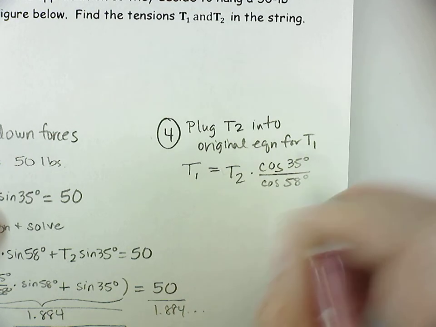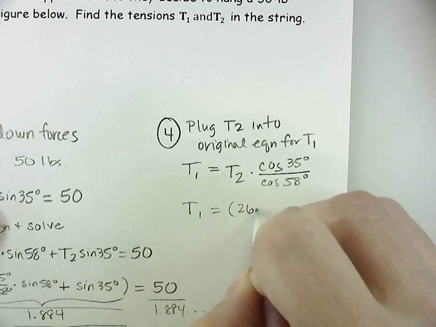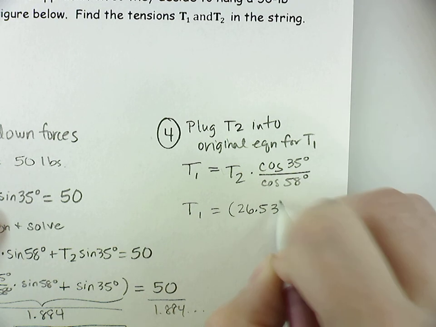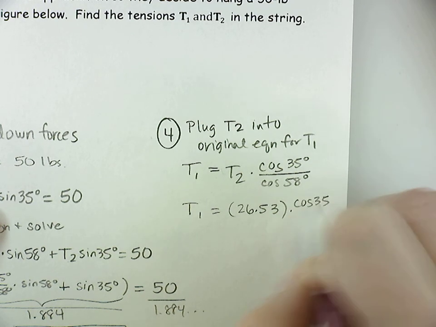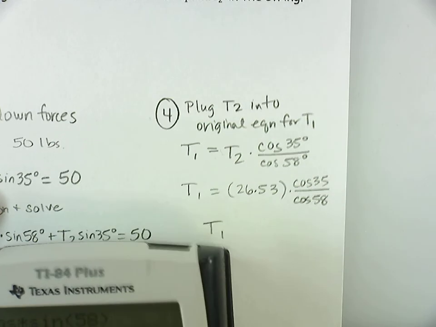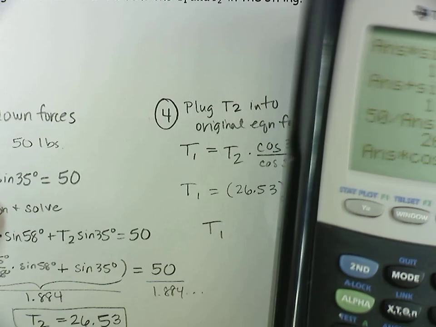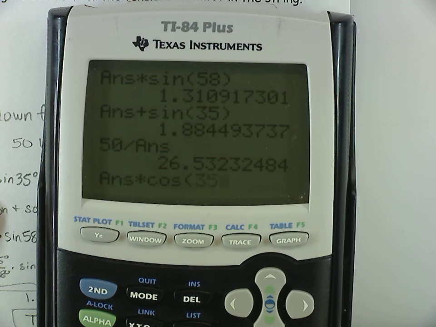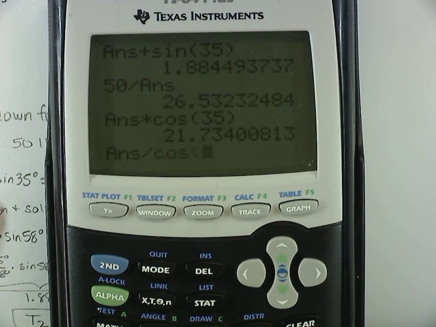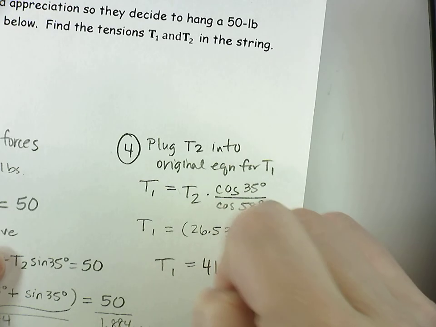And I'm going to plug in the 26.5 times the cosine of 35 divided by the cosine of 58. And I'm actually going to use my exact value that I have in my calculator. So I'm going to first multiply it by the cosine of 35, and then divide that answer by the cosine of 58. And yeah, I get 41.01. And that is going to be my force. So my force for both of those are in pounds.